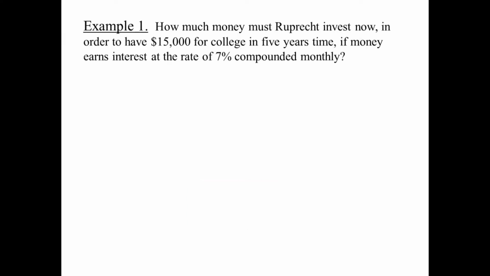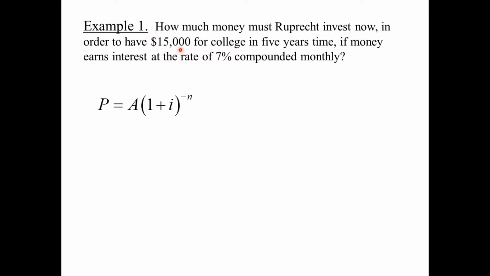Example: how much money must Ruprecht invest now in order to have $15,000 for college in 5 years' time if money earns interest at the rate of 7% compounded monthly? So we see the first sentence, how much money must be invested now. We know we're going to need the present value formula. And then we treat this formula the same way we treated the compound interest formula. Figure out P, A, i, and n.